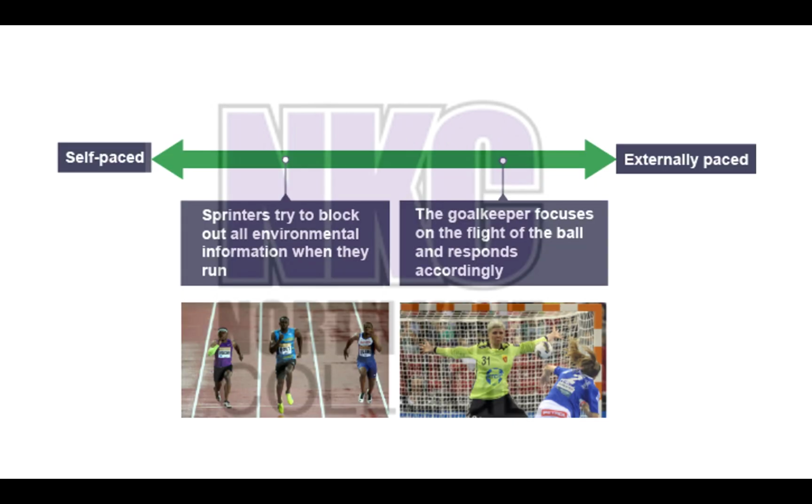So we're looking at self-paced and we're looking at externally paced. On that continuum, towards the self-paced would be a sprinter sprinting out of the blocks. Obviously, they have to respond to the gun, that's the stimulus, but they're in control of the speed at which they're running, and the direction that they're running. But more externally paced would be that goalkeeper, focusing on the flight of the ball and responding accordingly.